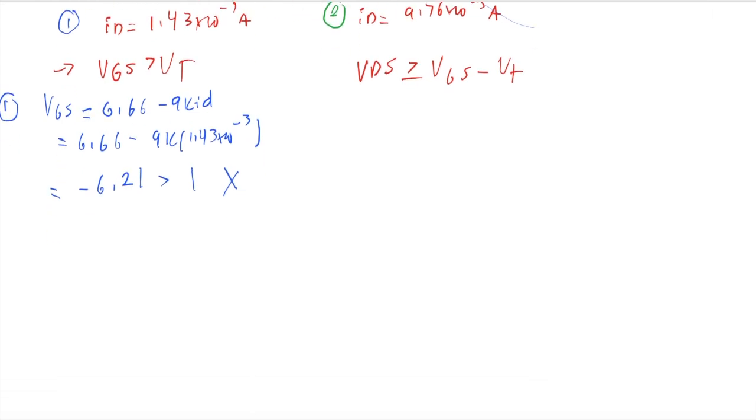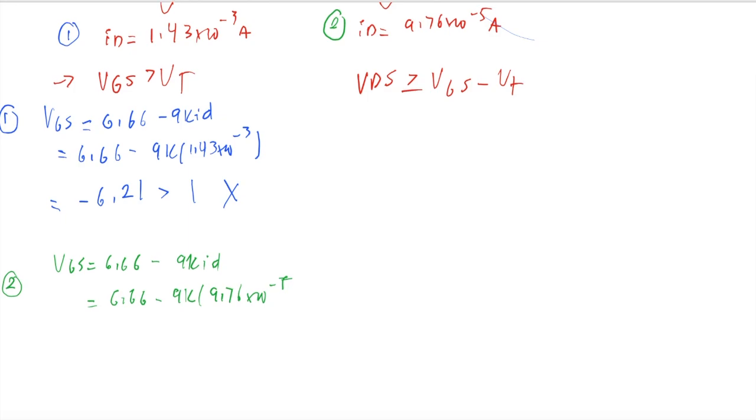Now let's try current 2. So we know VGS equals 6.66 minus 9K ID. So what we can say here is 6.66 minus 9K times 9.76 times 10 to the negative 5. Now, if this condition is met, we'll instantly know that this is going to be our current. And once we multiply and subtract all these numbers, we get 5.78, which is greater than 1, our threshold voltage.